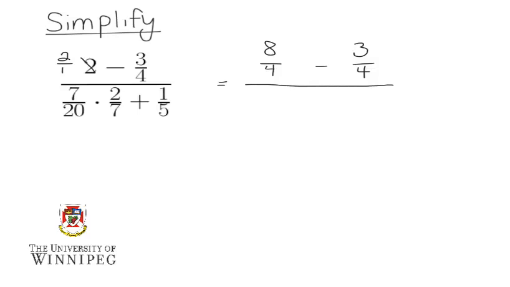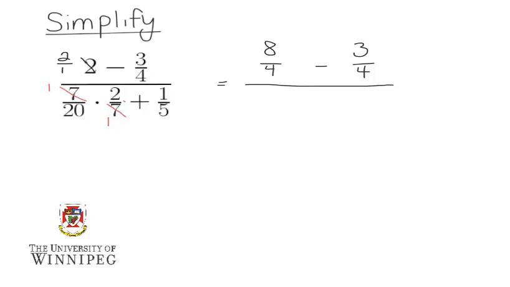Now let's switch our attention over to the denominator. Inside of our denominator we have both a multiplication and an addition. According to the order of operations, we should work on our multiplication first. Notice that inside of our two fractions, 7 over 20 and 2 over 7, we have some factors that are going to cancel. First, the 7 in the numerator here will cancel with the 7 in the denominator here, and we're going to be left with factors of 1.